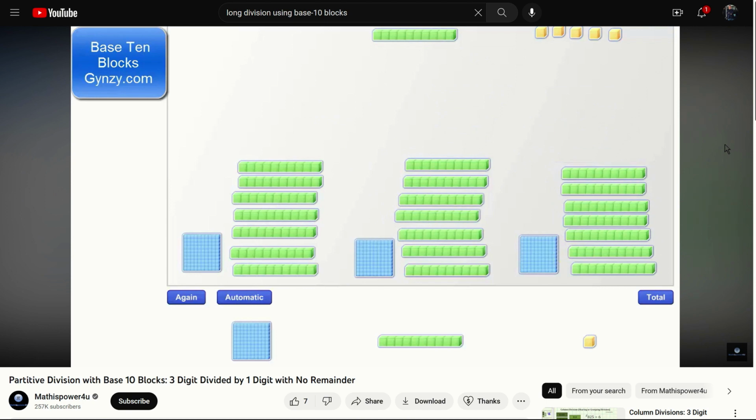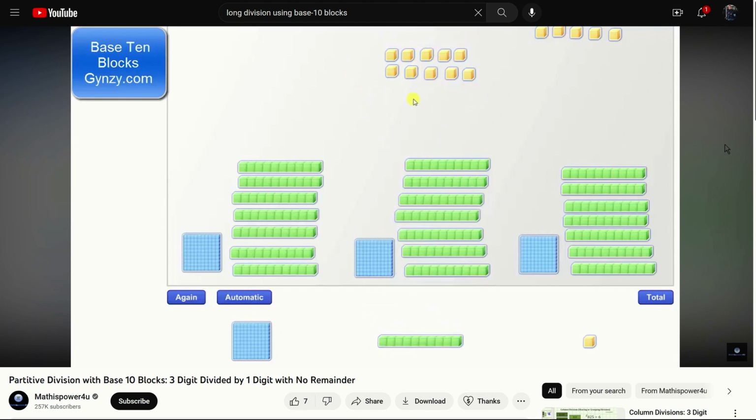Notice how we still have 1 rod remaining. We cannot share this rod equally among the three groups. We need to perform another exchange. 1 rod equals 10 units. We will now exchange these 10 units for this 1 rod.